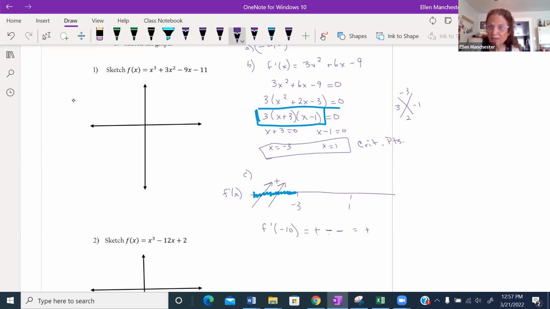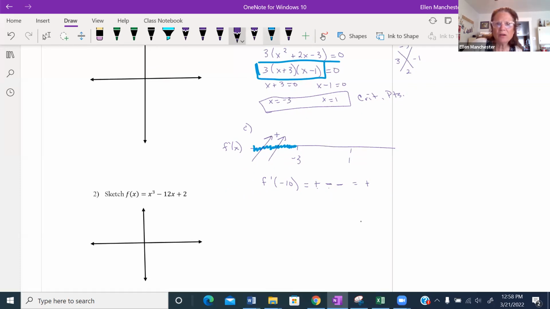Now I could plug it into this derivative, but then I have to calculate numbers. 3 times -10 squared is 300 plus 3 times negative. So you can see it can get really messy. If I use my factored form of the derivative, then it's super easy to find out if it's positive or negative. This 3 I need, that's positive. -10 plus 3 is a -7, so that's negative. -10 minus 1, that's negative, and then I just multiply. Positive times a negative times a negative makes the whole thing positive.